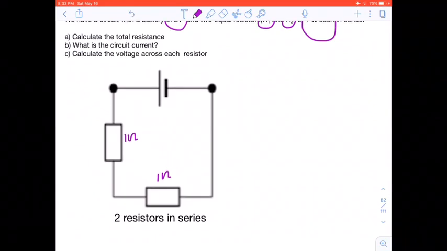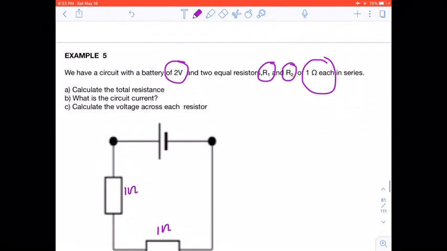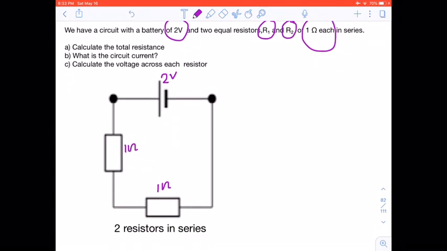So what is our total resistance? Our battery is 2 volts. Remember, this is one conducting path. It means the current goes like that, like that. The current doesn't split. So these two resistors are in series, which is R total equal to R1 plus R2. That would be 1 ohm plus 1 ohm, so the total resistance is 2 ohms.